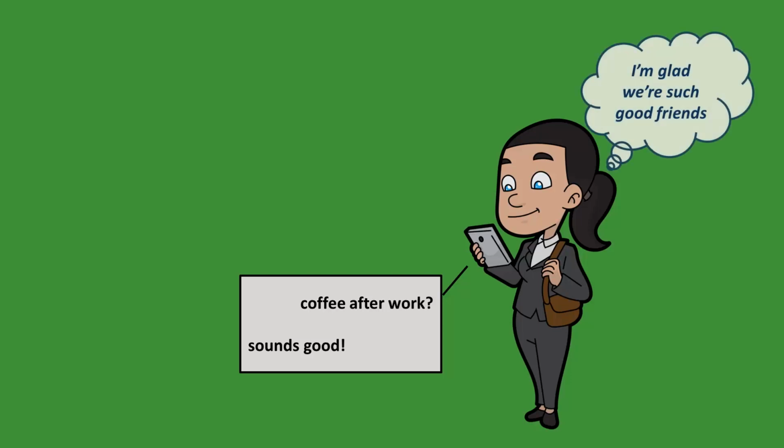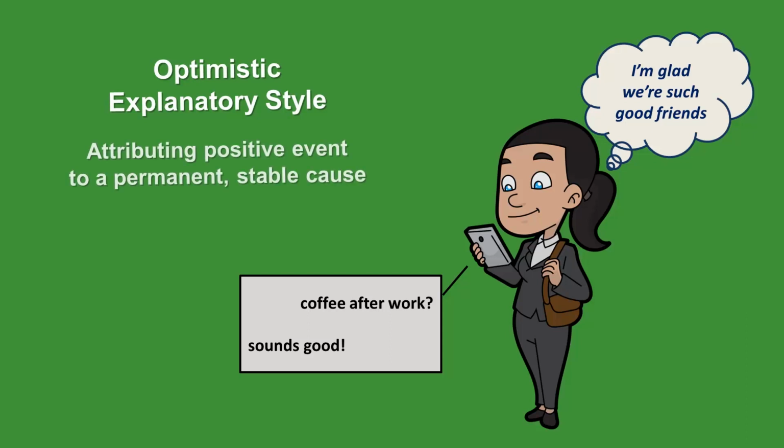But if we think, I'm glad we're such good friends, then that's an optimistic explanatory style because we attribute their agreeing to meet up with us for coffee to something stable, our good friendship. And so we believe things will continue to turn out well in the future because this good event has a stable cause.